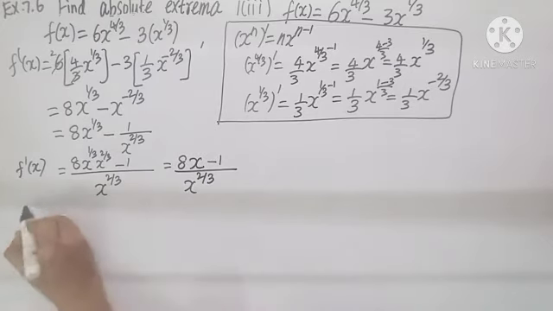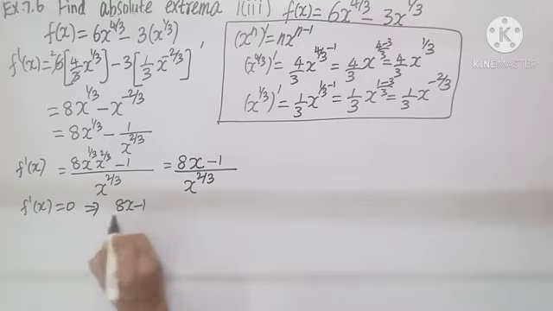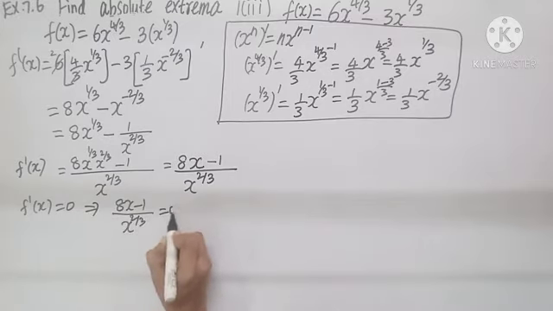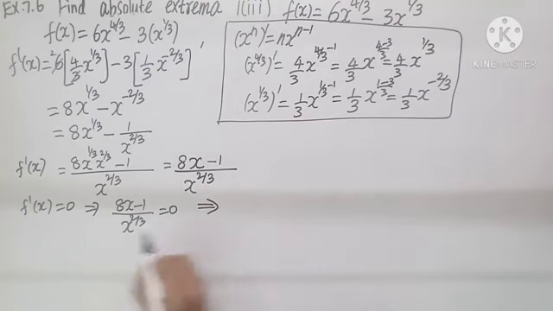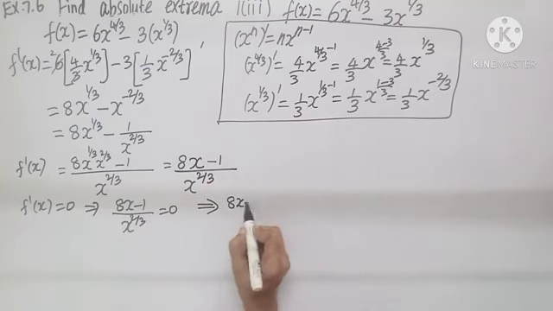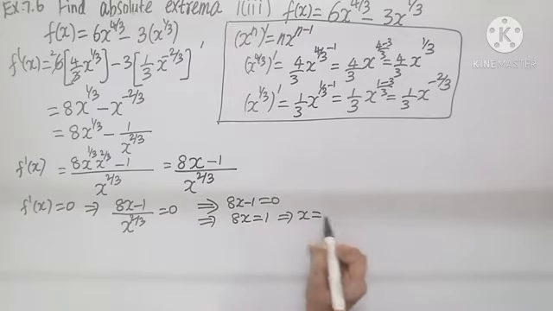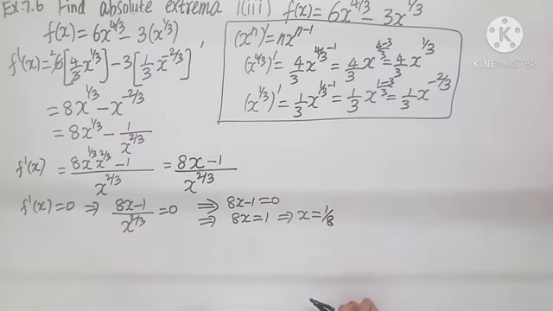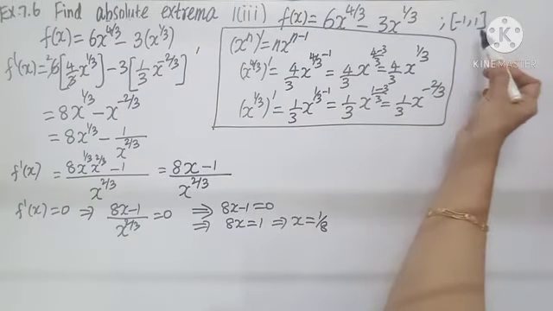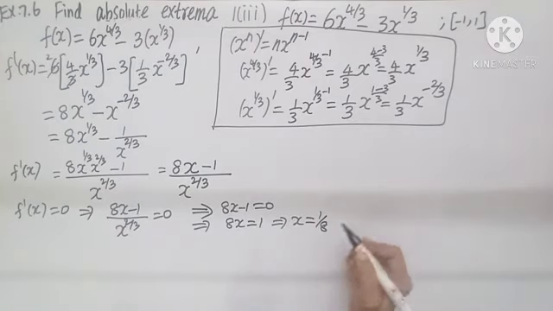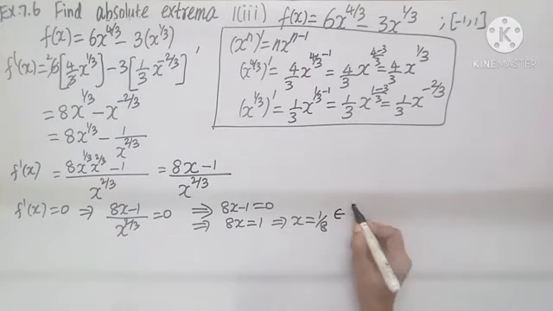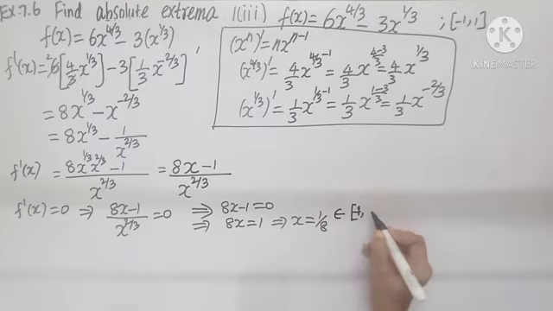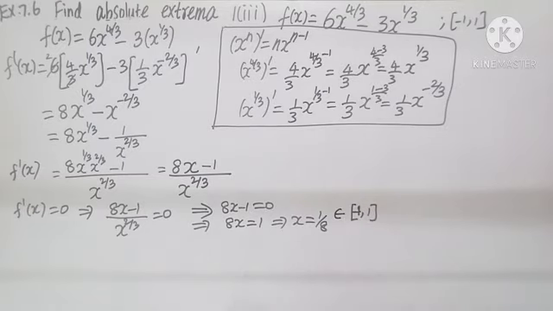What is the next step? Put the derivative equal to 0. 8x minus 1 by x power 2 by 3 equals 0 implies the numerator is 0, or we get 8x is 1, which tells me x is equal to 1 by 8. What is the interval given in this problem? Minus 1 to 1. 1 by 8 definitely belongs to the interval minus 1 to 1. So I can include this.